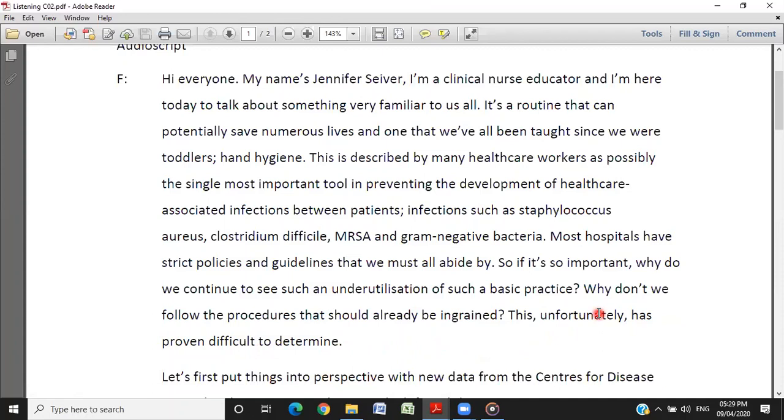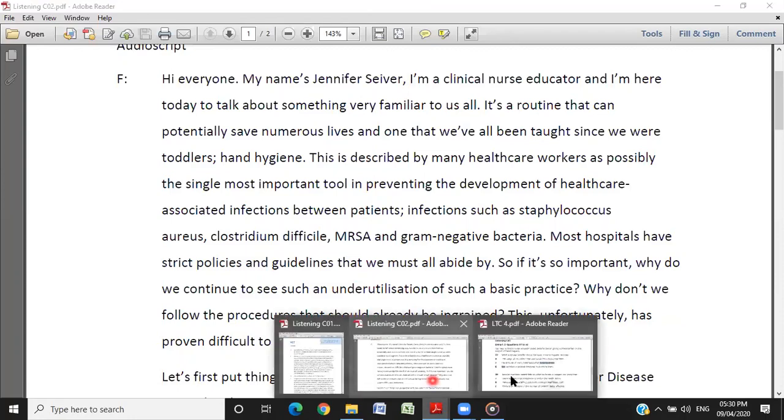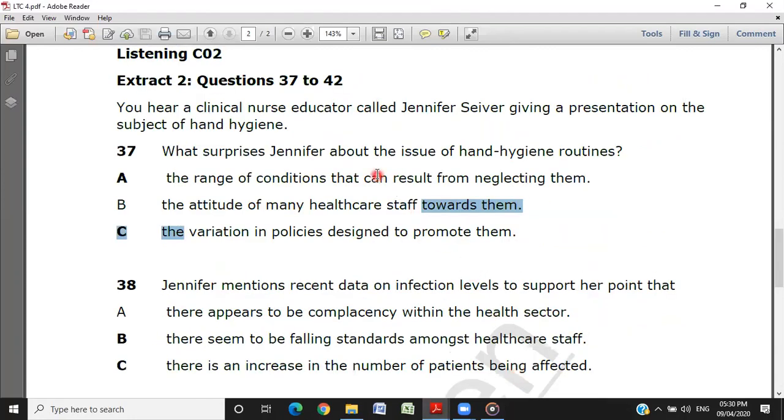So opinions usually would come with adjectives and adverbs, as we studied in the reading part C. Similarly, here also it applies. The opinions will be described with adjectives and adverbs that would help you to differentiate this is fact and this is opinion. Right? So the correct answer for that happens to be B, the attitude of healthcare professionals towards them.